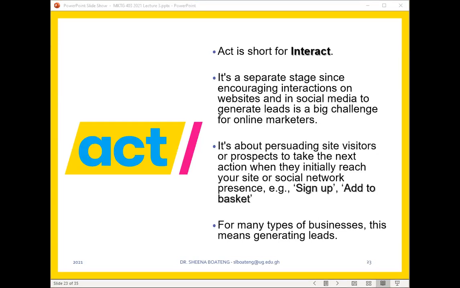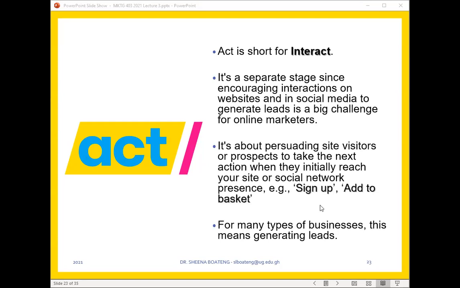And act here is the short word for interact, right? Now it's a separate stage because after we have been able to reach these customers, we need to encourage some form of interaction between the firm and them. Because if you do not interact with them, you cannot be able to move them to the next level of being able to take some form of action regarding your product or service, either to get to know more about it or to perhaps go ahead and actually purchase the product or service.